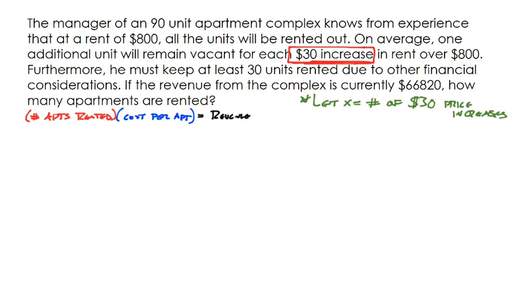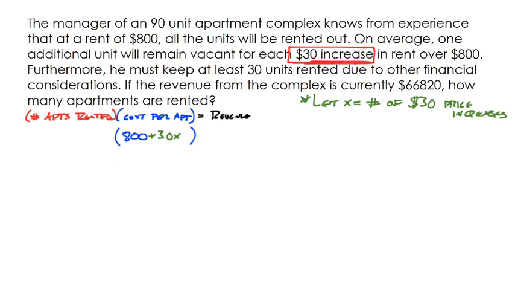Now, let's start with our cost per apartment. Normally the cost is $800, but if we had one $30 price increase, the price would go up $30. If we had two price increases, it would go up 30 times 2. If we had three price increases, it would go up 30 times 3. So we're going to write an expression for the cost of each apartment as 800 plus 30x, where x is the number of $30 price increases.